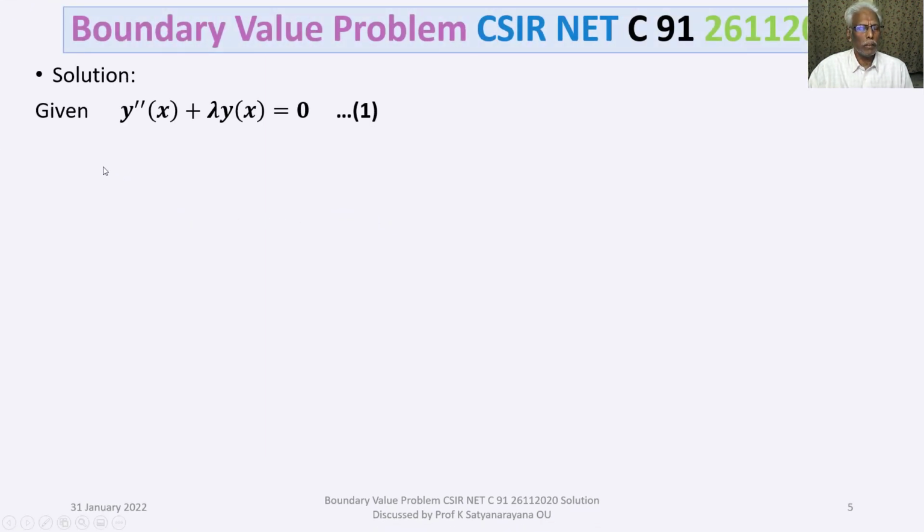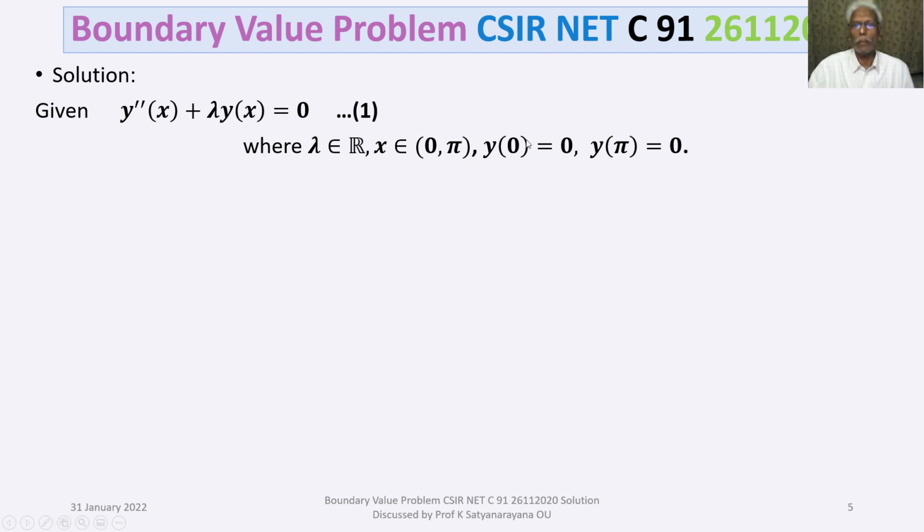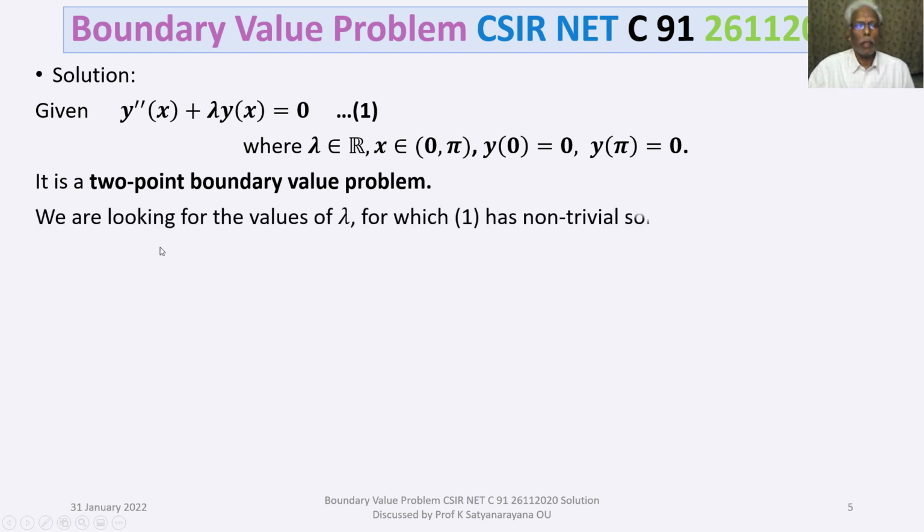Solution. We are given a second order ordinary differential equation y double dash x plus lambda times y of x is equal to 0. Let's call this equation 1, where we take lambda to be any real number, x belongs to the open interval 0 to pi, and the two boundary conditions y at 0 is equal to 0, y at pi is equal to 0. It is a 2-point boundary value problem. We are looking for the values of lambda for which equation 1 has non-trivial solutions. We deal with three cases, lambda belongs to R.